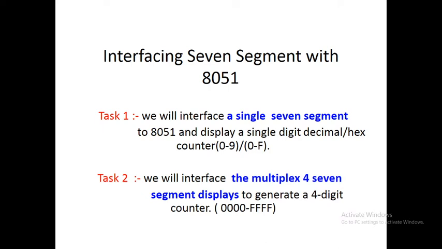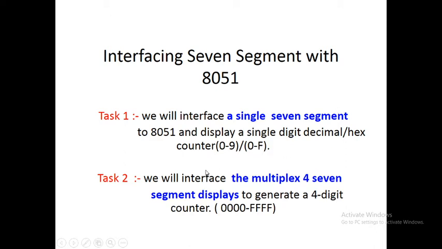Okay, now according to this much knowledge, we want to achieve the problem statement. My first problem statement is I want to interface a single 7 segment display to 8051, and I want to display a decimal or hex counter. Decimal counter means I want to display numbers from 0 to 9, and hex counter means I want to display numbers 0 to 9 and then A to F. In this fashion, I can create a hex counter or BCD counter with the help of the 7 segment display. That is my first problem statement.